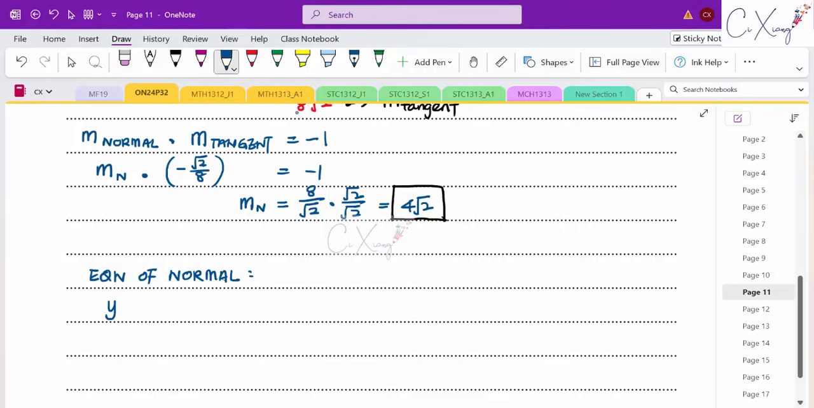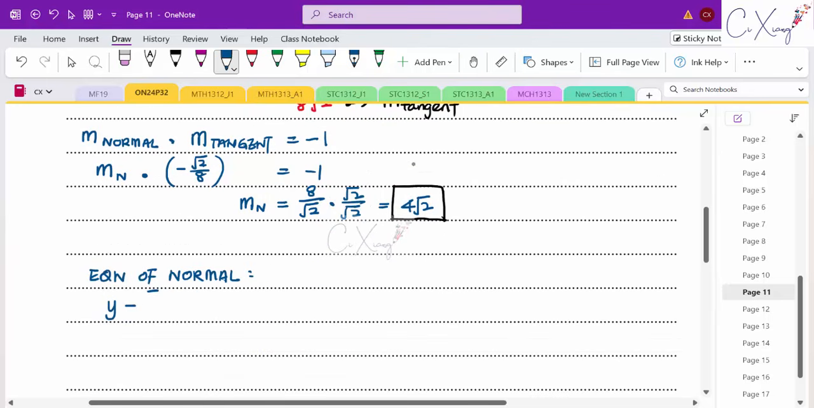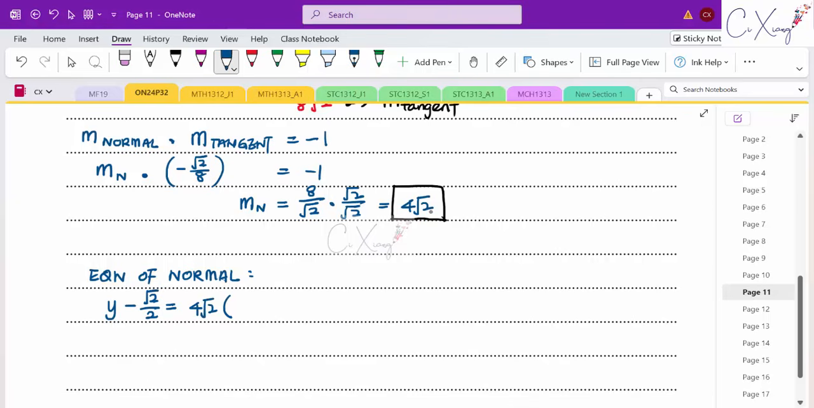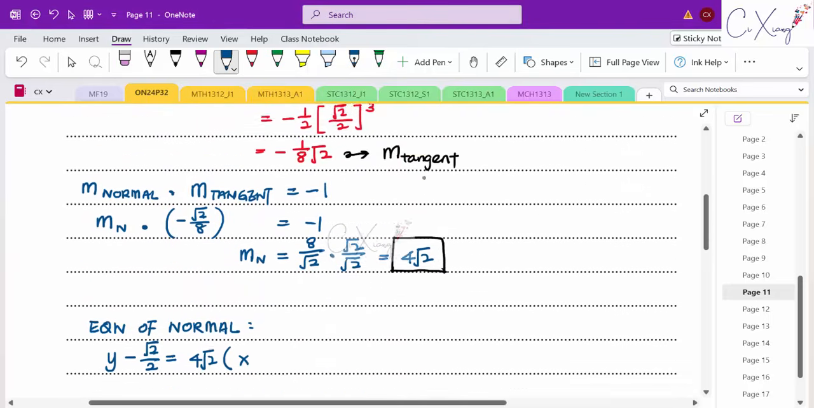It should be y minus y1. So your y1 is sec 2 over 2, equals to m. M is the gradient for sec 2. And then x minus x1. So the x1 is a 1 here.